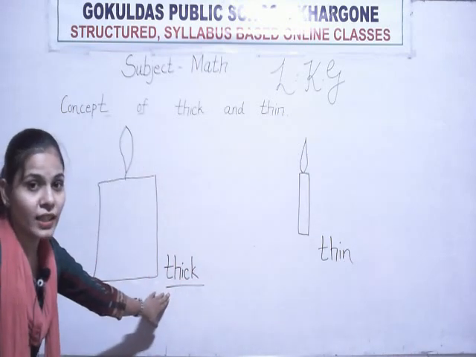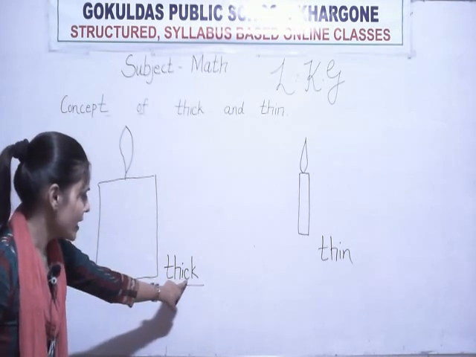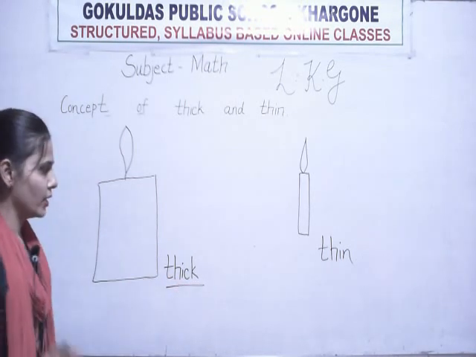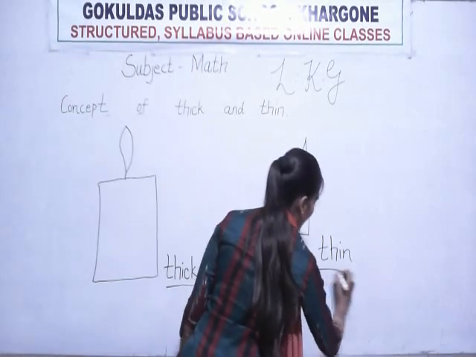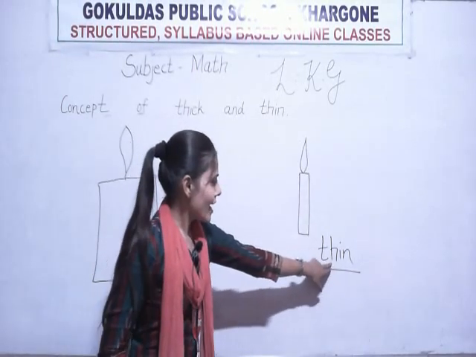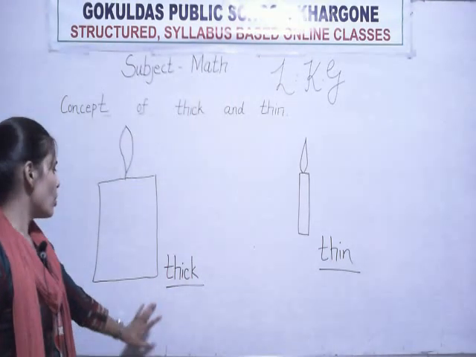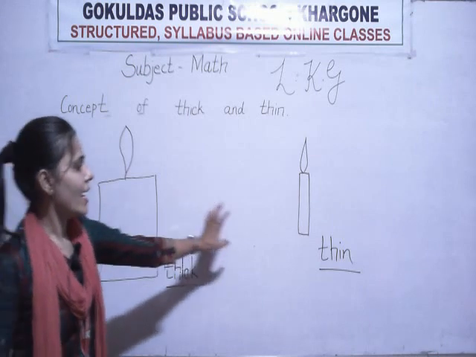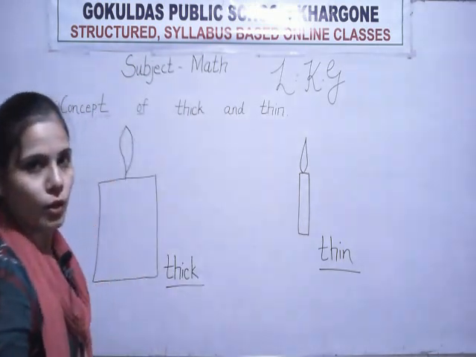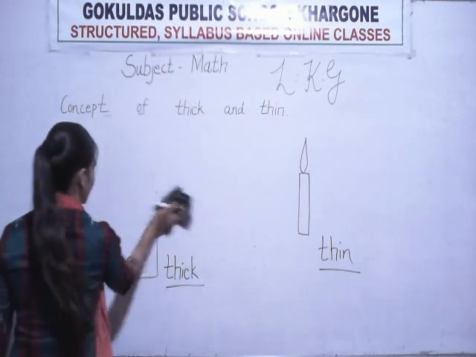What is the spelling of thick? T-H-I-C-K. Okay. And what is the spelling of thin? T-H-I-N. Okay. So thick one and thin one. Okay, now I give you some more examples.